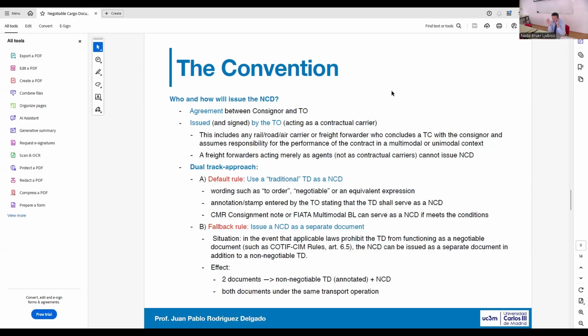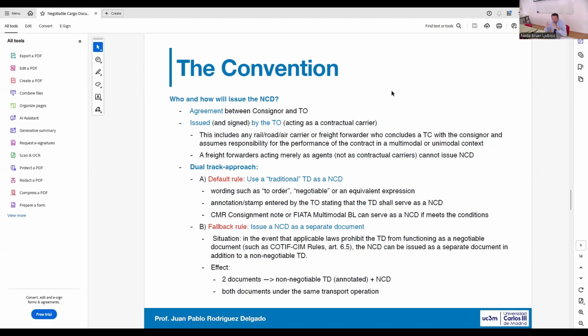But both documents are under the same transport operation. So in that case, this is the most important point and probably the most problematic point: both documents are going to go joint, but separate. So if you want to negotiate the document, you are going to transfer the negotiable cargo document, not the consignment note, because it's not possible. If you want to finance the operation through a documentary credit, you are going to transfer to the bank the negotiable cargo document.